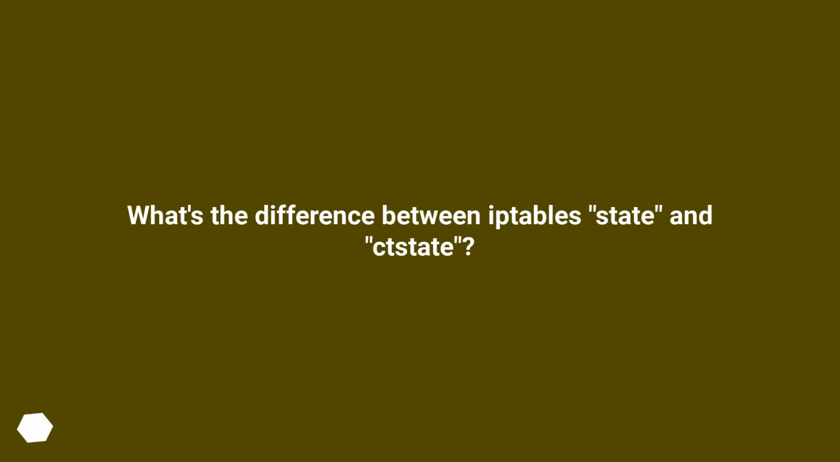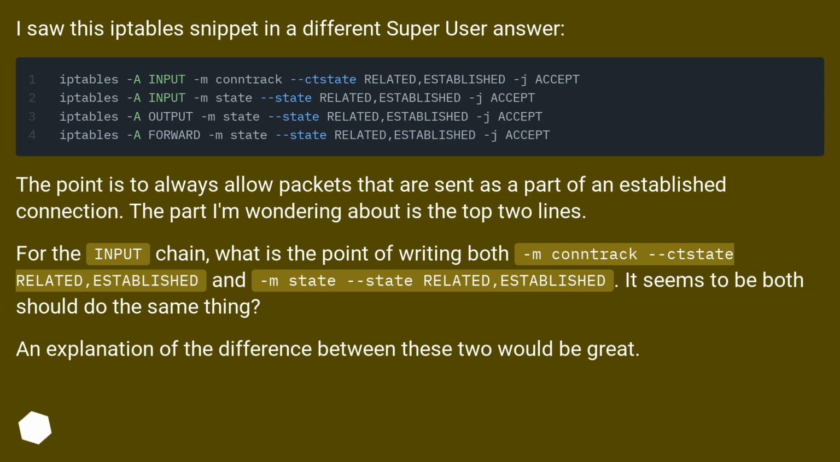What's the difference between iptables -m state and -m conntrack? I saw this iptables snippet in a different Super User answer. The point is to always allow packets that are sent as a part of an established connection. The part I'm wondering about is the top two lines.